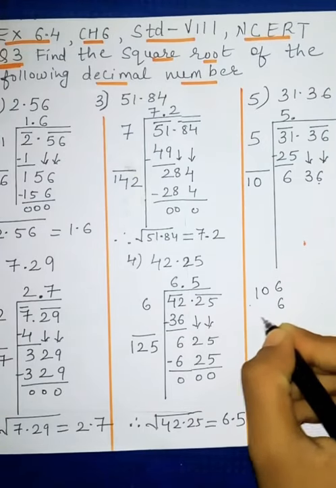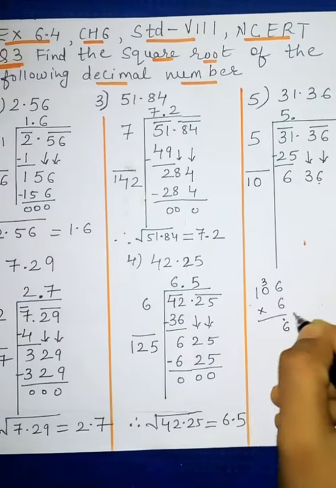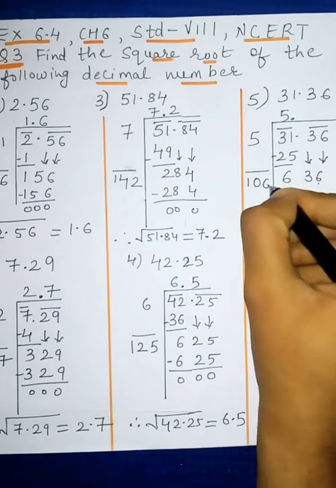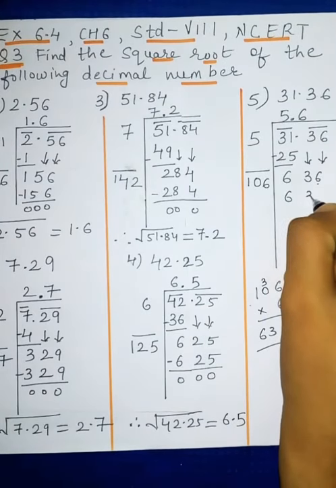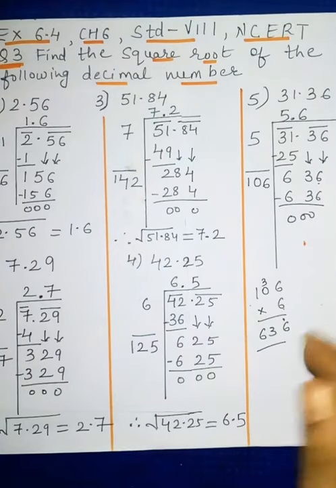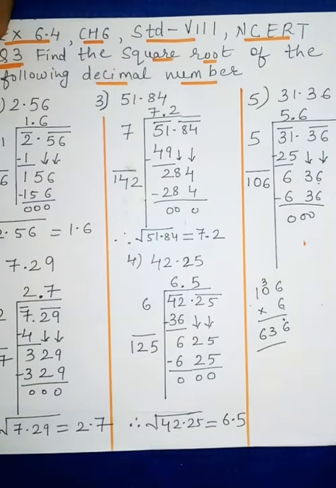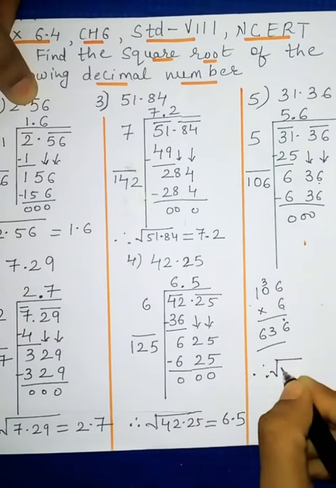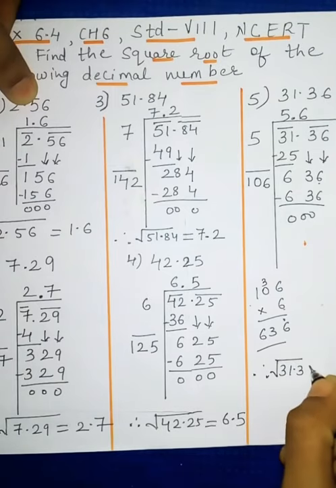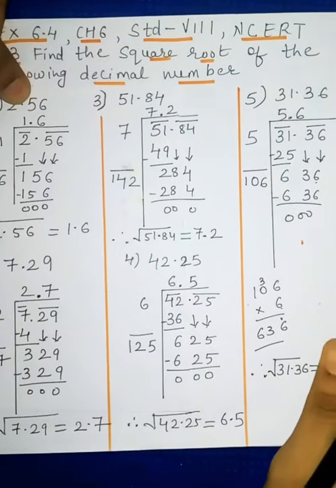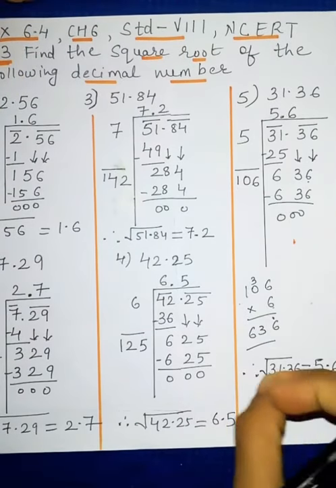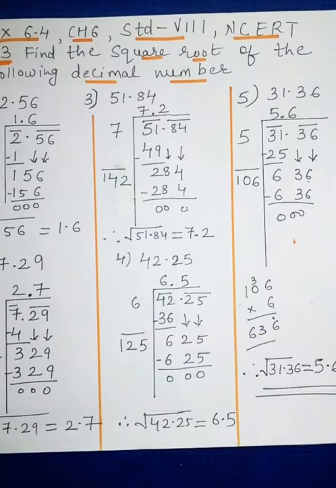Okay, if we try with 6, then what are we getting? 6 6s are 36. 6 zeros are 0 and 3 is 3, and 6 ones are 6. Yes, with 6 we are getting it. So we will take 6, 6, and the answer is 636, and after subtraction 0 0 0. So it is done. So 5.6 is our answer. So you can write the final statement. Therefore, the square root of 31.36 is equal to 5.6. So this is your final answer. Okay, the square root of 31.36 equals 5.6. So this was question number 3 of exercise 6.4.